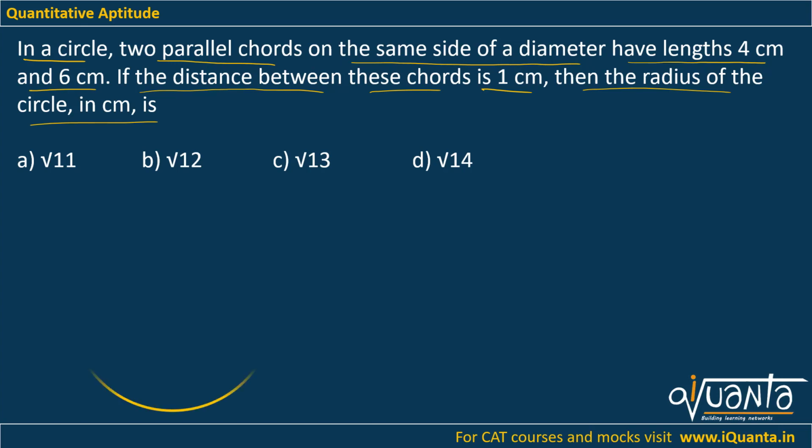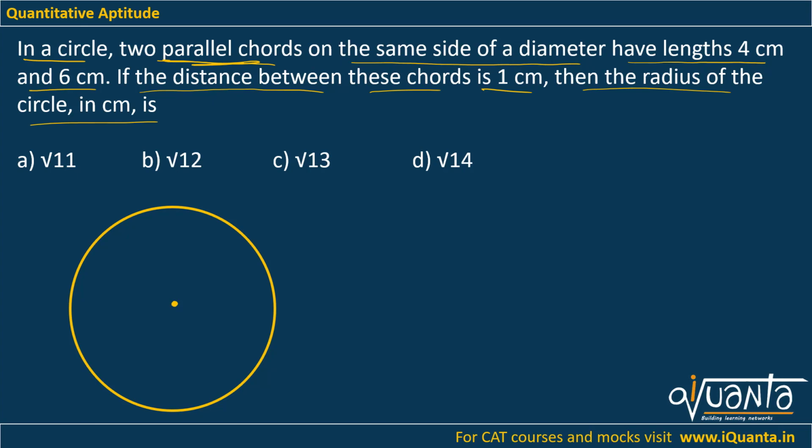First of all, we need a circle over here, so let this be that circle. Then we are talking about two parallel chords on the same side of the diameter. So we'll have our center somewhere over here, and we'll have the diameter. The two chords can be on the upper side or the lower side of the circle, it doesn't matter.